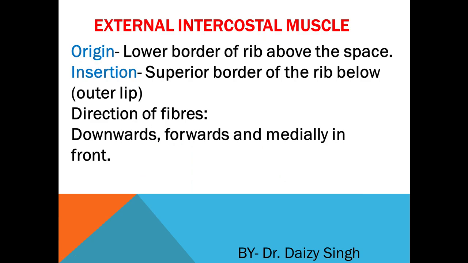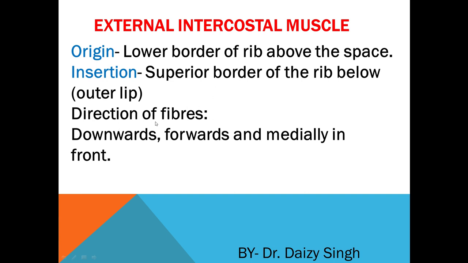Let's study about the origin of the external intercostal muscle. The origin is from the lower border of the rib above the space, and insertion is into the outer lip of the superior border of the rib below.